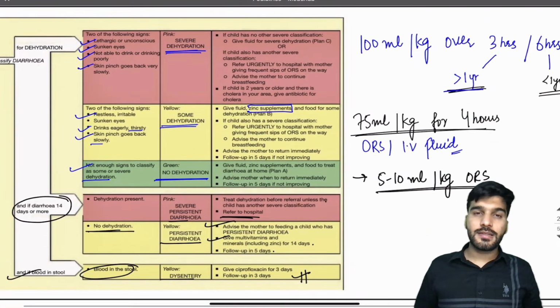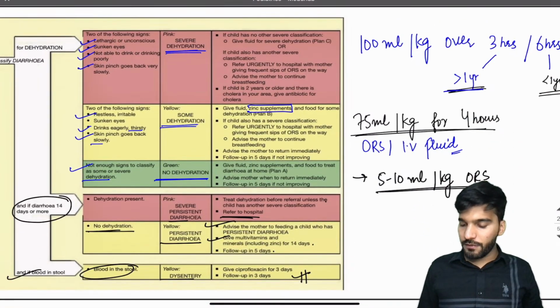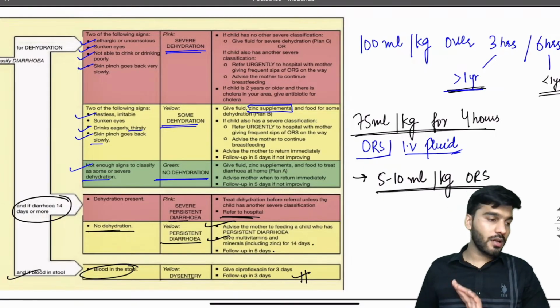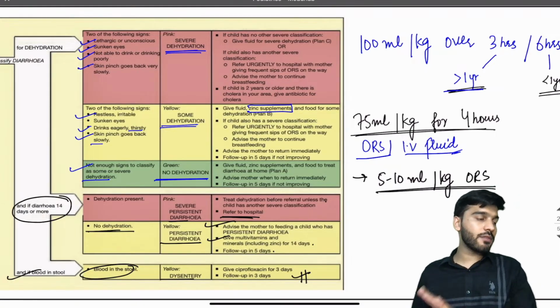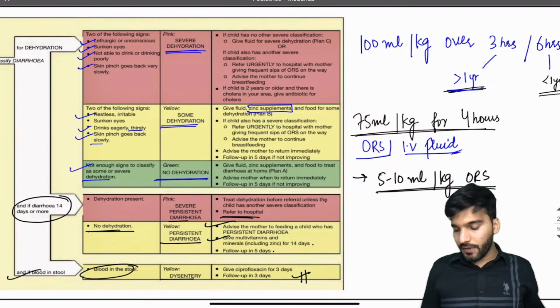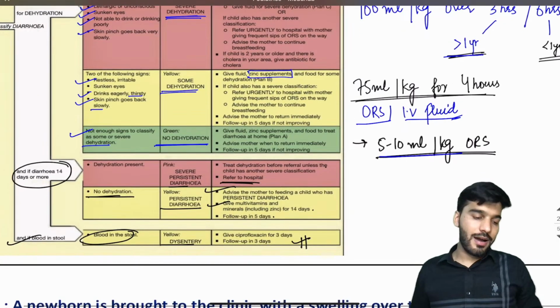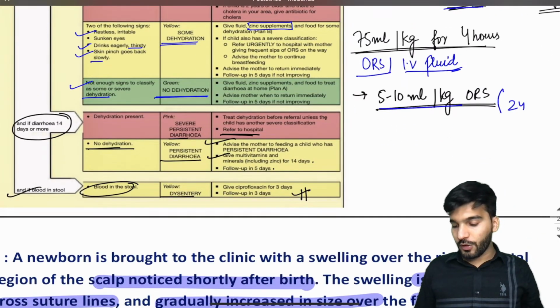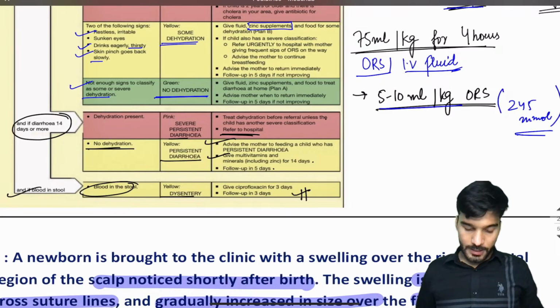And if there is some dehydration, 75 ml per kg for 4 hours, ORS and IV fluids. Never give IV fluids alone, direct RL nahi dena, mix it with the dextrose. And if there is no dehydration, 5 to 10 ml per kg ORS. Okay, osmolarity of ORS, if they ask, it is 245 millimole. Please do remember this. Chale.